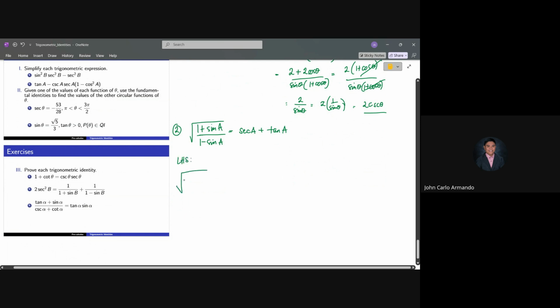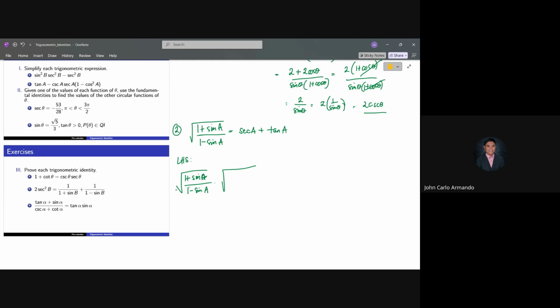So we have the square root of 1 plus sine A divided by 1 minus sine A. What you will do here is think of a way to remove the square root. And we know that to remove the square root, we need a square of an expression so that we can cancel. We have 1 plus sine A. We can simply multiply this numerator by 1 plus sine A so that it becomes 1 plus sine A squared.